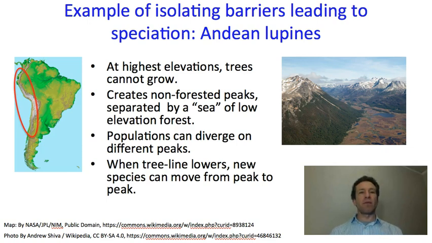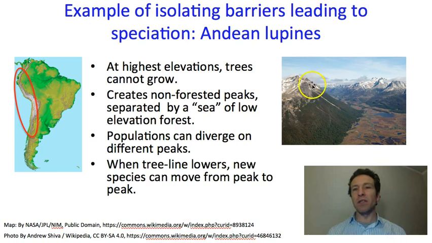Let's look at an example of this. The example that we'll look at is isolating barriers in the Andes Mountains. Remember, the Andes Mountains are along the west coast of South America. And something kind of cool happens with mountains. At the highest elevations, up here on the tops of the mountains, trees can't grow. It's above the tree line, and so it's either too cold or too windy, or there's not enough water. And then down beneath this, trees can grow, and you can see that on these slopes.